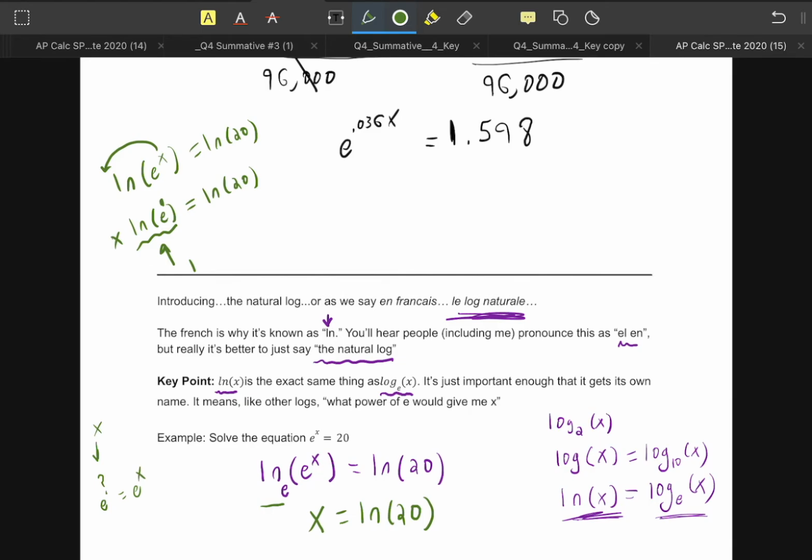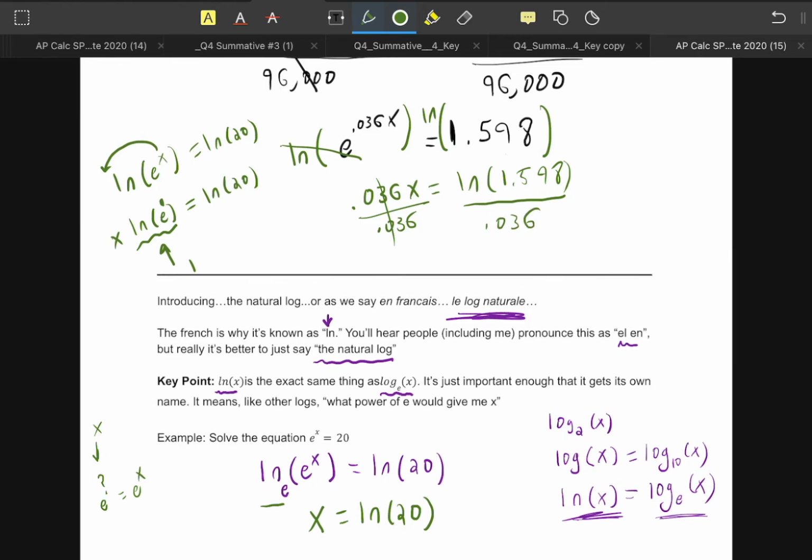Anyway, long story short here, what we end up doing is taking the natural log of both sides. We take the natural log of both sides because that will tell us what power of e is 0.036x. It's just 0.036x. So again, natural log and e undo each other. They're inverse operations. This is the natural log of 1.598. And so what we have here, final answer, we divide by 0.036. This right here is your perfect final answer.